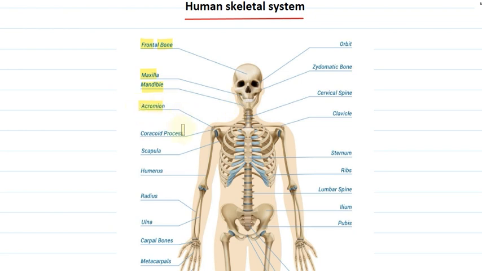Then there is the acromion. What is it? It is a large bony projection on the superior end of the scapula. So this is the scapula, and on the superior end of the scapula the acromion is present. It is essential for the functioning of the shoulder joint.